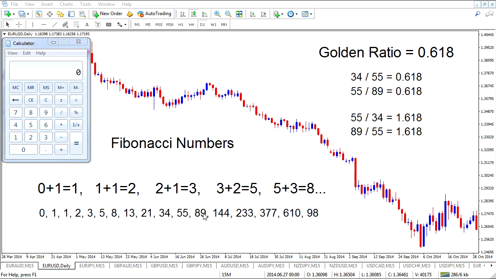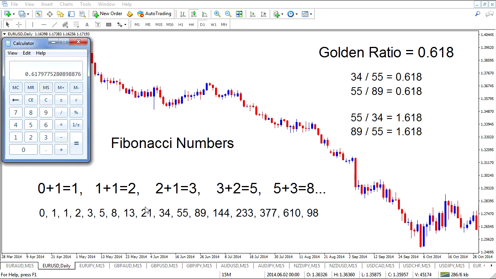Well, if you take two numbers of this Fibonacci sequence and divide them, like 34 divided by 55, it gives you 0.618. If I put that in my calculator, 34 divided by 55, we get 0.618181818. If I do another set, 55 divided by 89 gives me 0.6179, which is rounded up to 0.618.